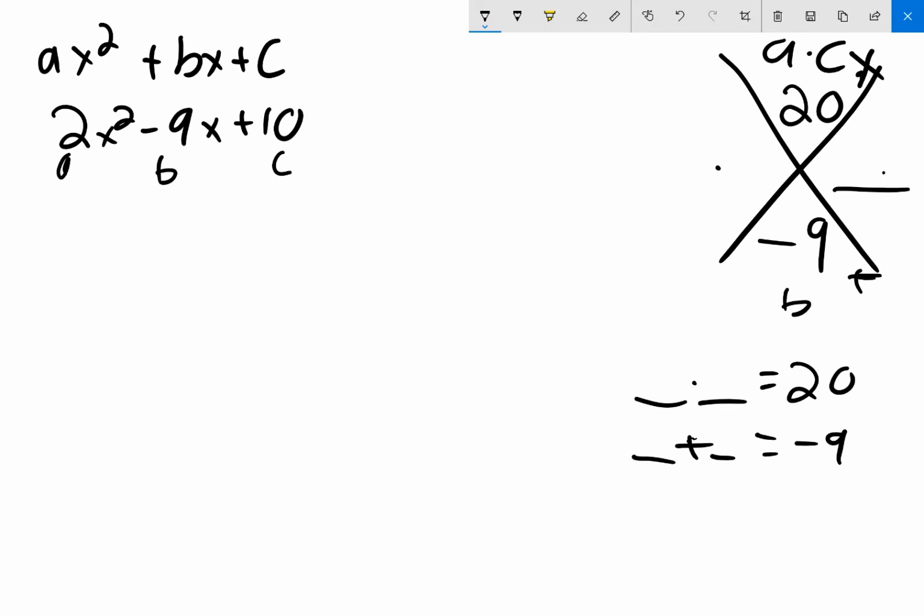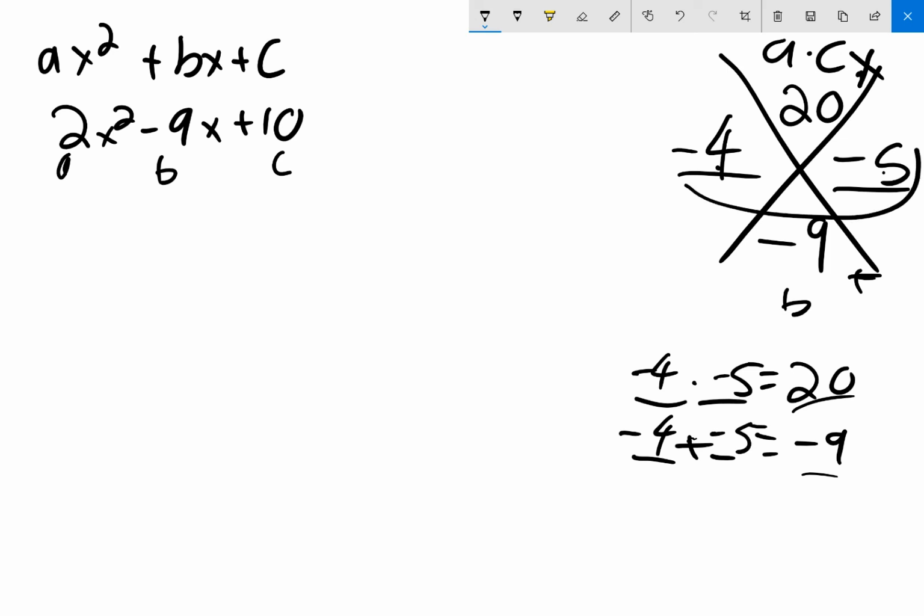In this case, both numbers are going to be negative. I know both numbers are negative because two negatives multiply to make a positive, but two negatives will add to make a negative as well. So I know they're both negative. So it tells me it's negative 4 and negative 5. Negative 4 times negative 5 is positive 20. Negative 4 plus negative 5 is negative 9. So my two numbers are negative 4 and negative 5.